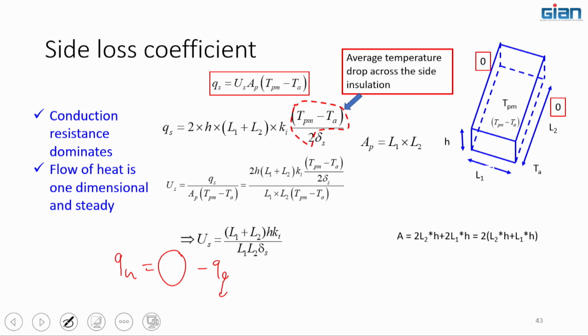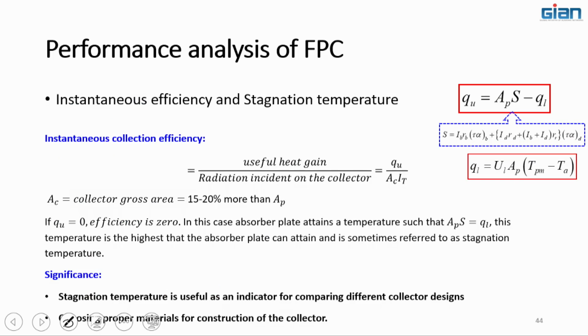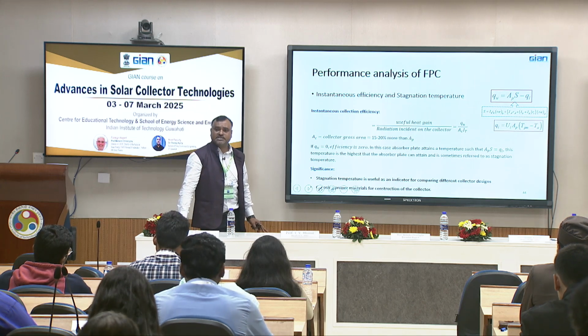Now we also need to discuss two very important parameters. You are confident that you know this expression and QL, then you can find out what is QU. Now we are going to calculate the instantaneous collector efficiency. What could be the collector efficiency?